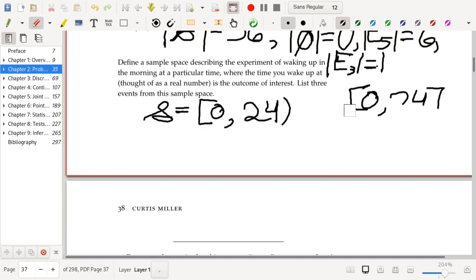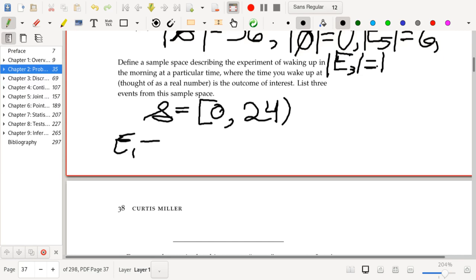Okay, so 3 events from this sample space. We could have an event where we wake up at noon. So that would probably correspond to the outcome where you wake up 12 hours from midnight. So this would be exactly 12 hours, though. Exactly 12. Not a second more, not a millisecond more, not a millisecond less, and not a second less. Exactly 12 hours later. Which, think of that, that matters. It is exactly 12 and nothing.